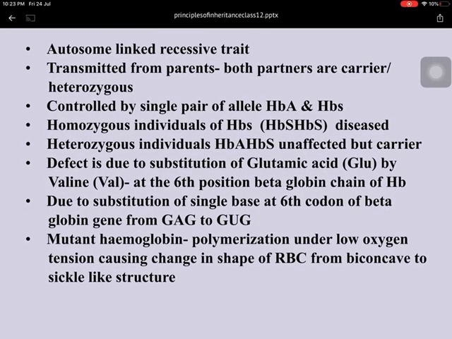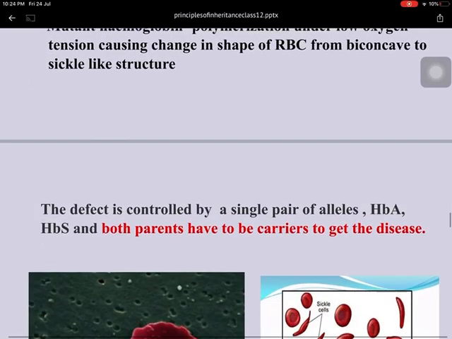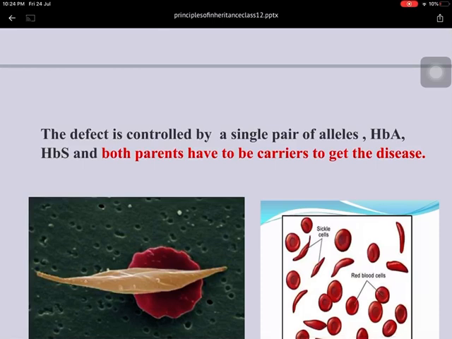So what happened here? Hemoglobin is mutated and results in polymerization under low oxygen tension. It cannot hold the proper amount of oxygen, and under low oxygen it polymerizes, and this causes a change in the shape of the RBC from biconcave to a sickle-cell-like structure. So this defect is controlled by a single pair of alleles, HBA and HBS, and both parents have to be carriers to get the disease.